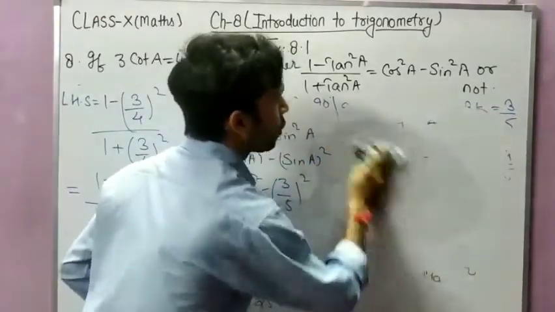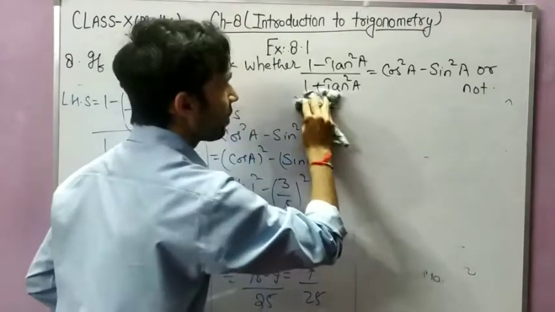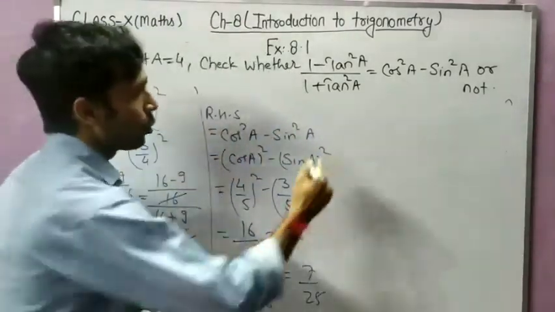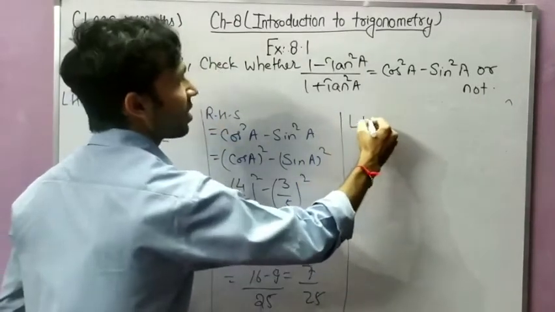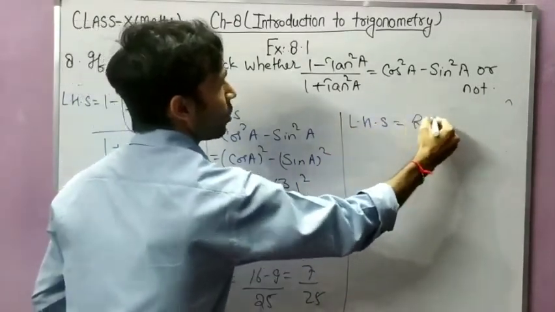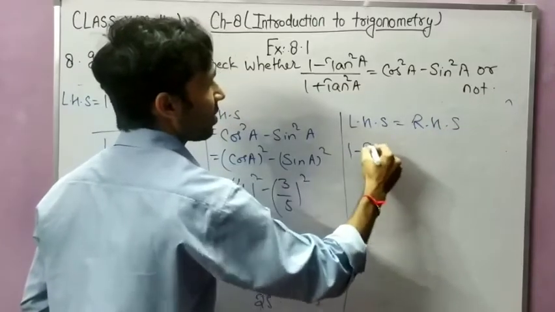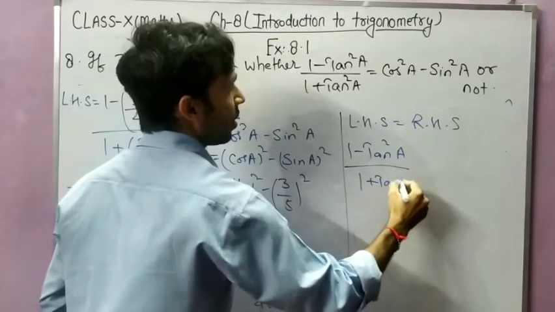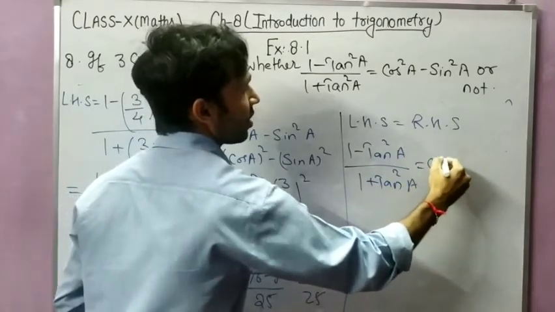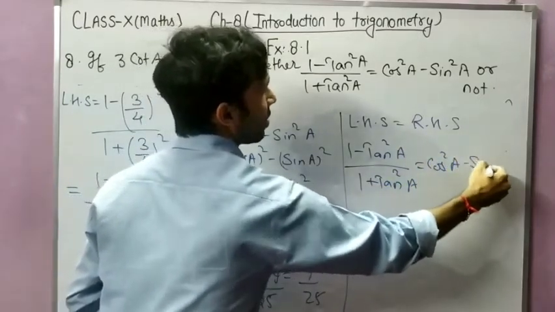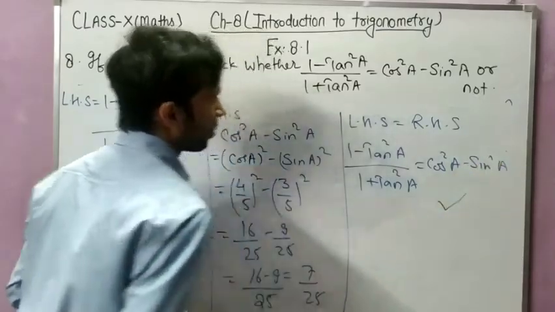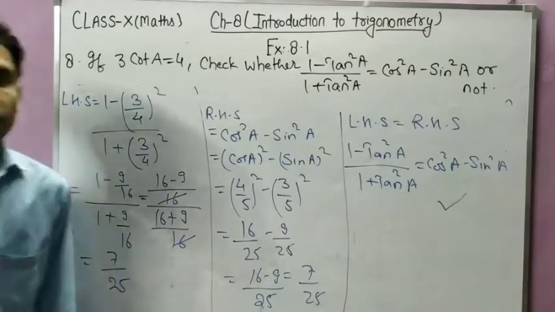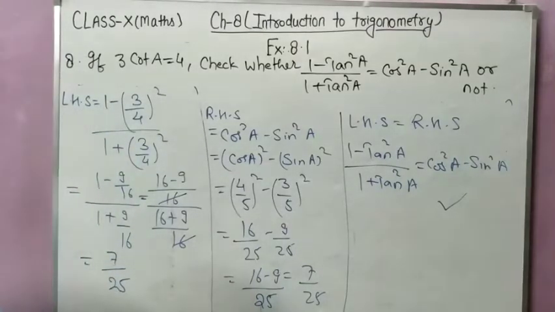LHS is also equal to 7 by 25 and RHS is also equal to 7 by 25. So we can say now LHS is equal to RHS. So (1 minus tan square A) upon (1 plus tan square A) is equal to cos square A minus sin square A. This is correct. They both are equal. So I hope you have understood this concept. Okay, so please note it down.